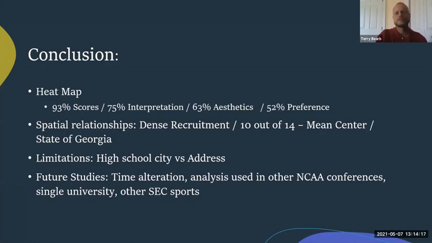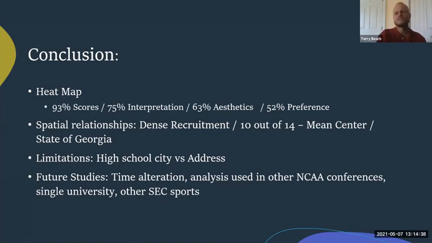And then in terms of spatial relationships between SEC recruiting in the Southeast, we saw that there was dense recruitment for all 14 schools in the Southeast. Of course, some were more than others, but the dense recruitment was prevalent in the Southeast, and it didn't really matter which year we were looking at in the 5-year span.